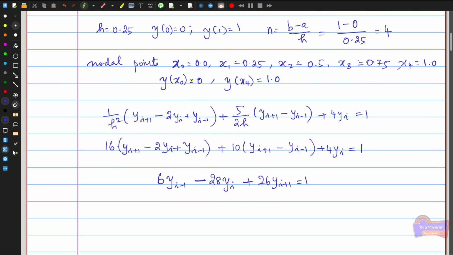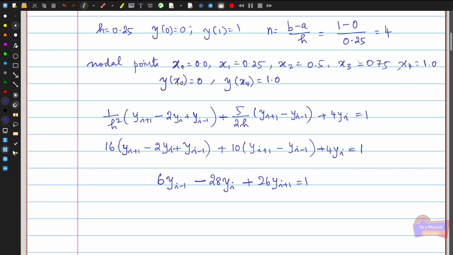Since we already have the y values at y(0) equal to 0 and y(1), the value at x equal to 1, equal to 1, in between we need values for x of 0.25, 0.5 and 0.75. That means we need i equal to 1, i equal to 2 and i equal to 3, so that I can substitute these values and, after getting the coefficients of y, find the unknown values of y.